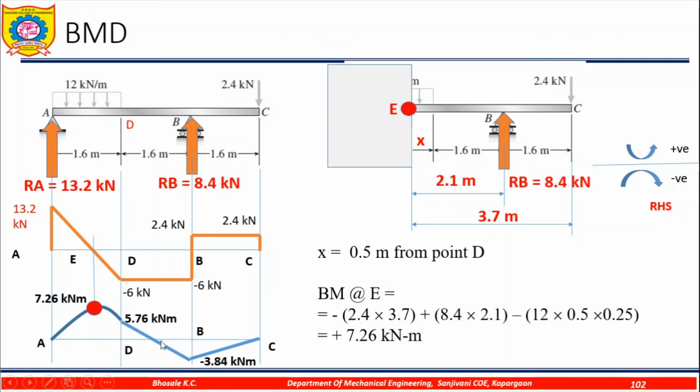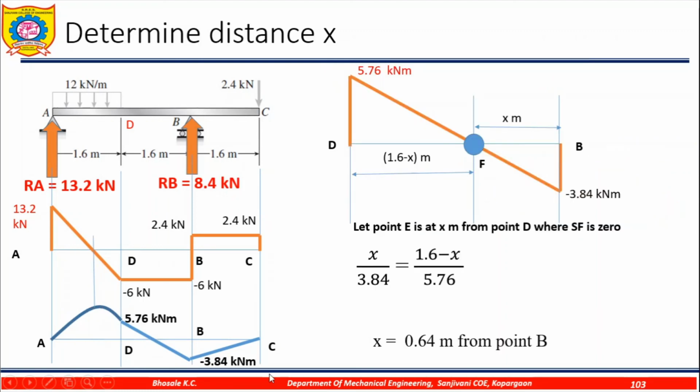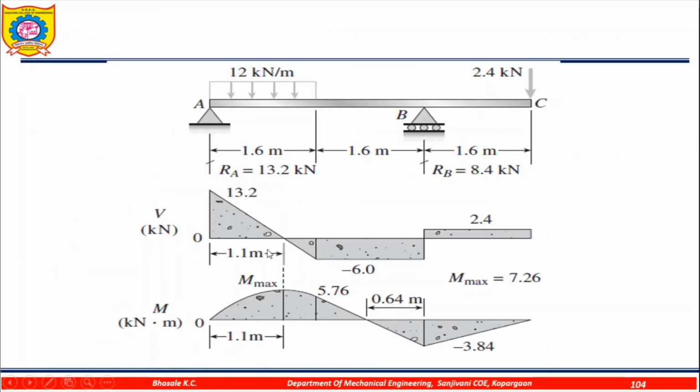Similarly, at this point the bending moment is 0, so we have to find the point where the bending moment is 0. By using this triangle we can find the distance. Distance x will be equal to 0.64 in this diagram. This is the final answer.